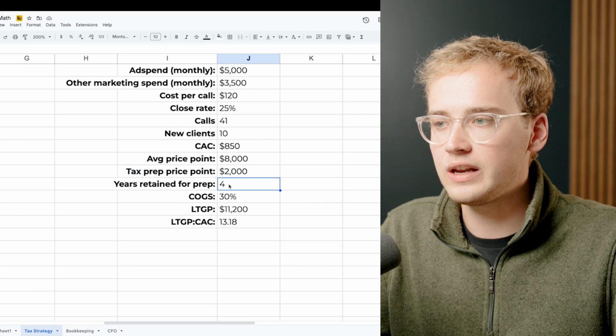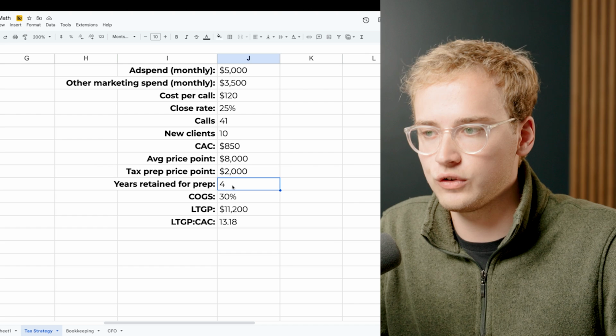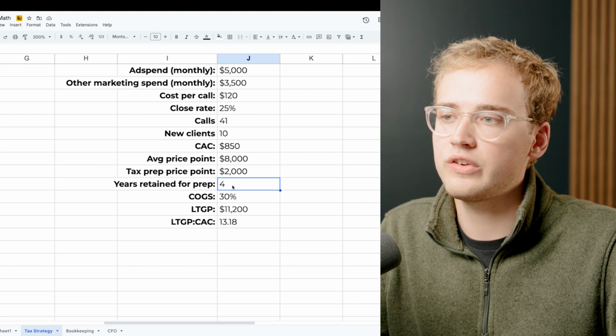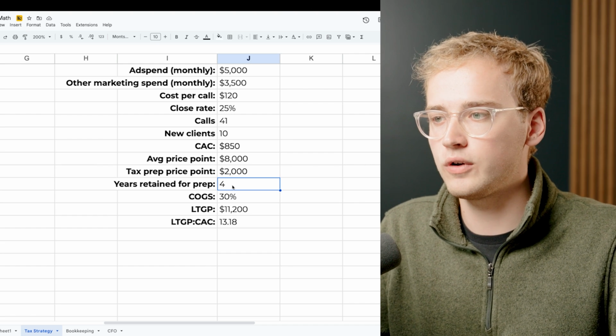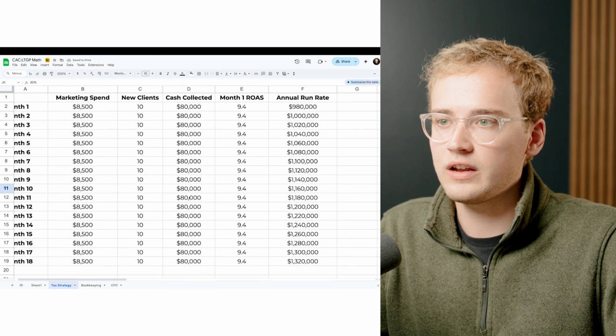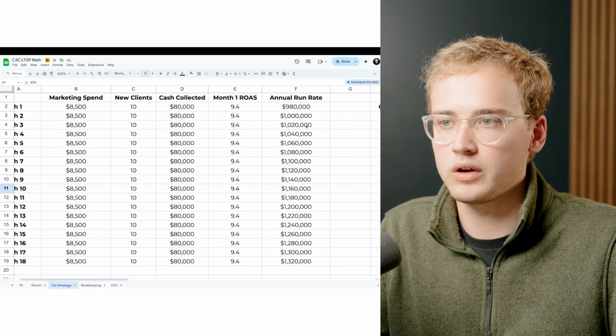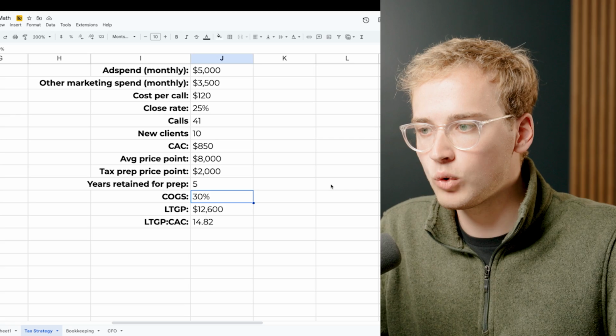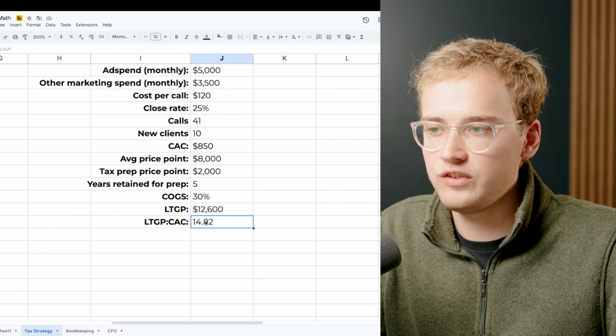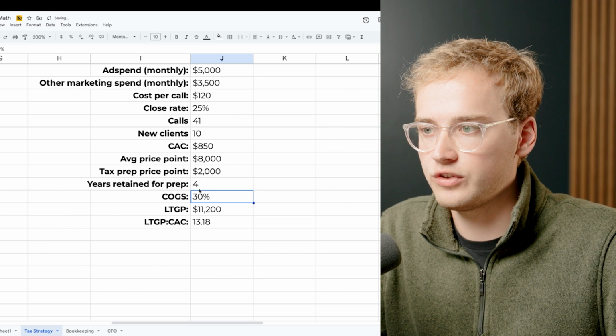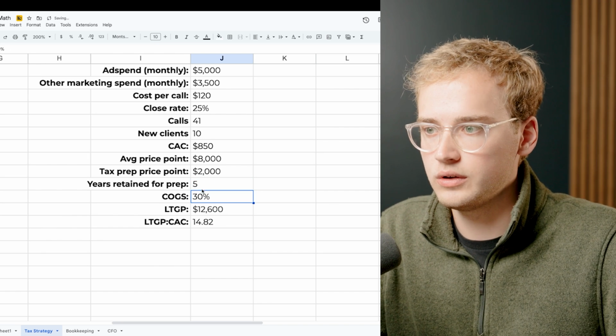And so what if we could increase the number of years that they're sticking with us for tax prep? What if we say we're going to retain them now for 5 years? So you can see that doesn't do anything in the moment, because obviously this is payments that we're going to receive from them later on. But what you can see is that increases our LTGP to CAC from 13 to 1 to almost 15 to 1.